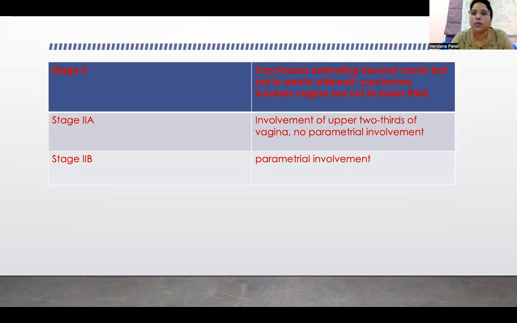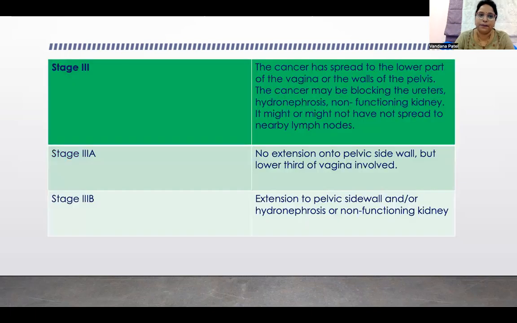In stage 2, now the cancer has descended down towards the vagina. However, it has only involved the upper two-third of the vagina and not the lower one-third of the vagina. So in stage 2A, there is involvement of the upper two-third of the vagina and no parametrial involvement is seen. But in stage 2B, the upper two-third of the vagina is involved along with the involvement of the parametrium.